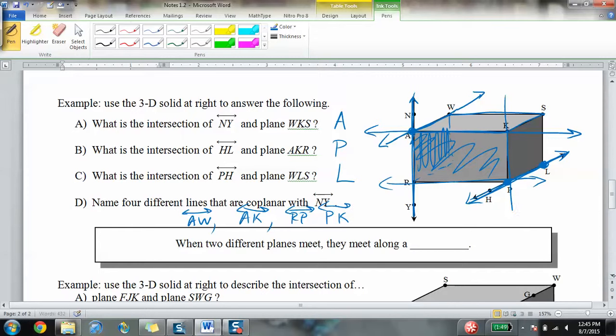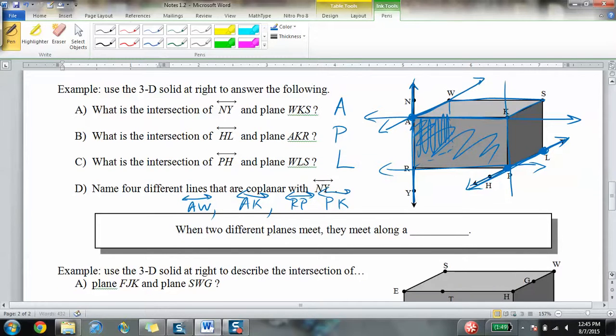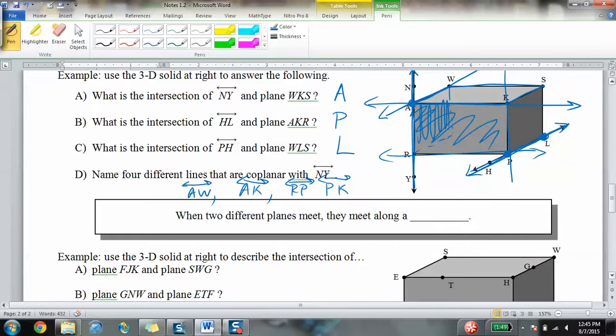So we talked about when a plane and a line meet, and now when two different planes meet, as we see here. We see a lot of different instances of planes meeting in this box figure right here. When two different planes meet, they actually meet along one single line. And we'll explore that right here.